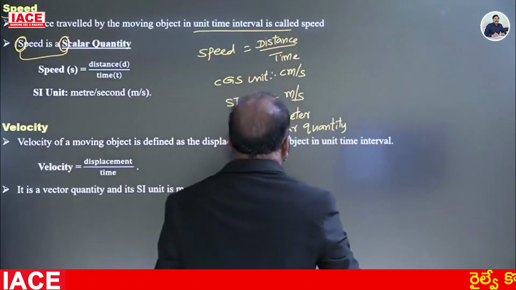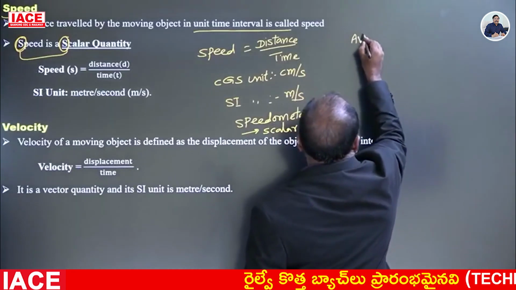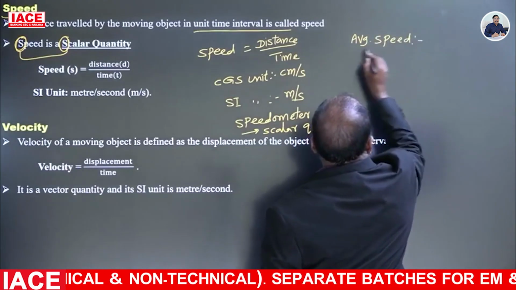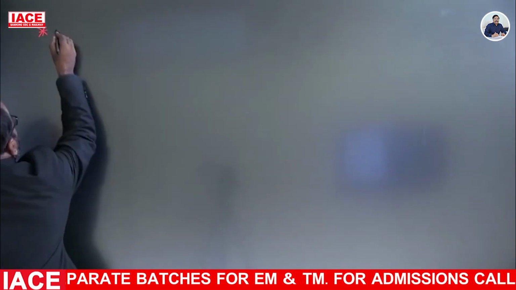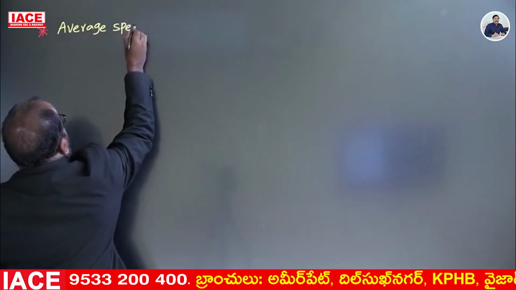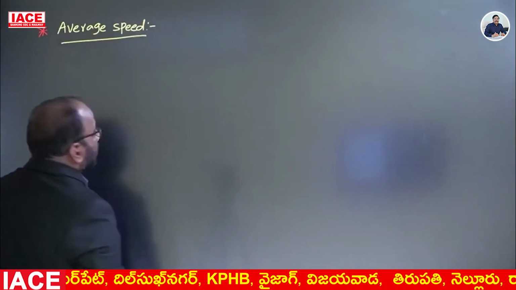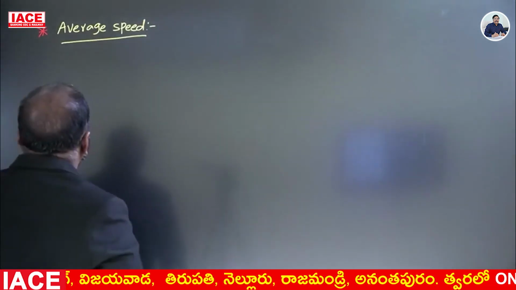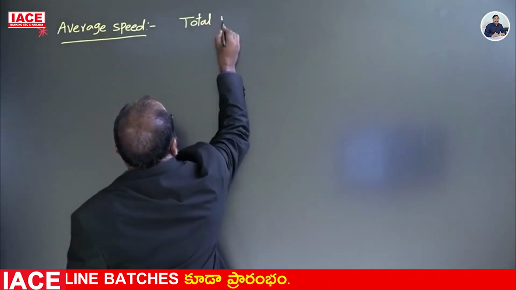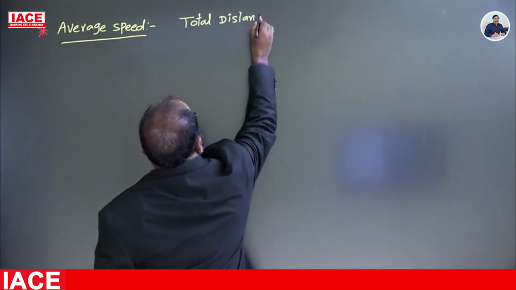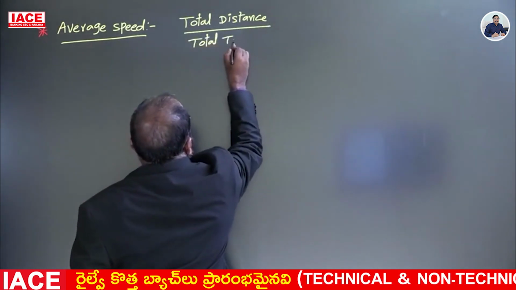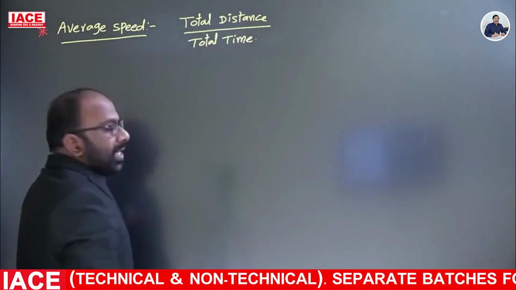And also we have one more piece of information here. Average speed. What is average speed? How do we define the average speed? Total distance traveled by an object, total distance by total time, that is called average speed.